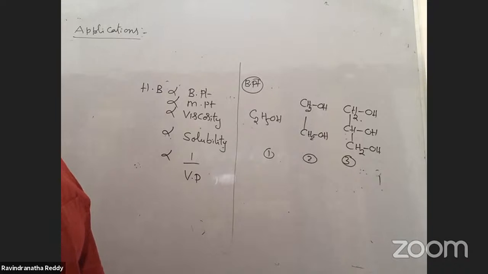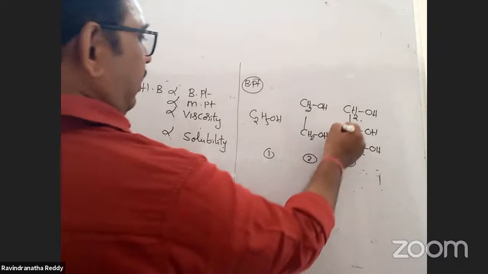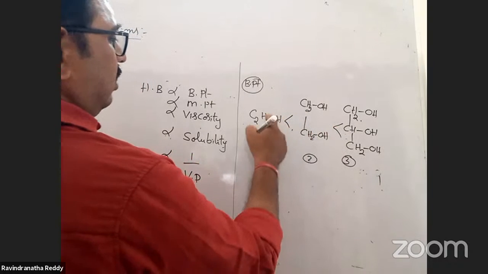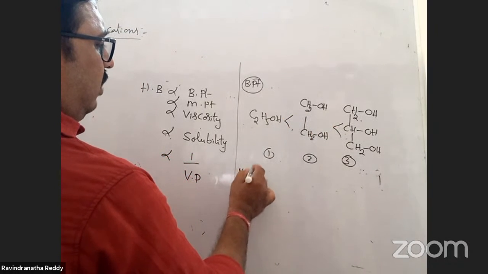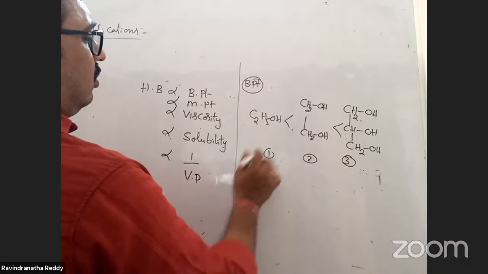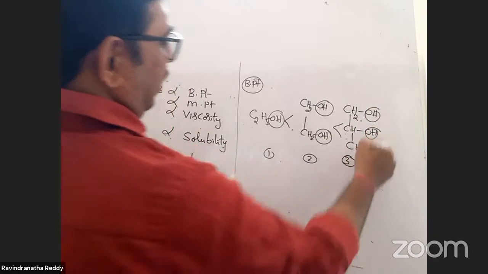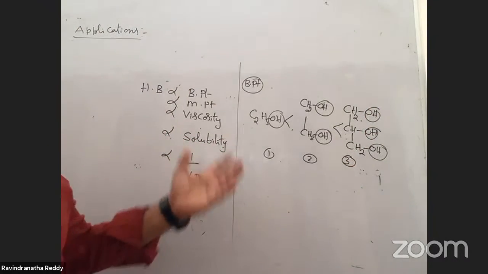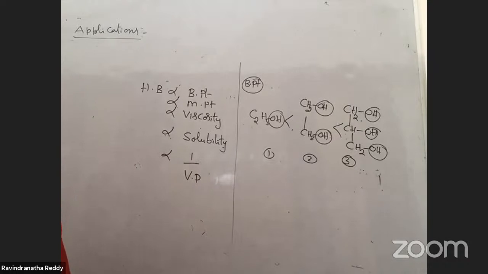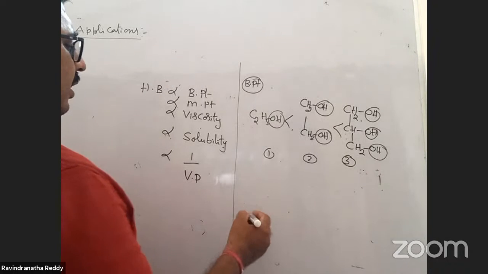Which compound's boiling point is more? Very good, Dharani, Lakshmi. Archana is also correct. So what is the reason? The number of hydrogen bonds: the number of OH groups increases. One OH group here, two OH groups here, three OH groups here. So as the number of OH groups increases, boiling point increases.